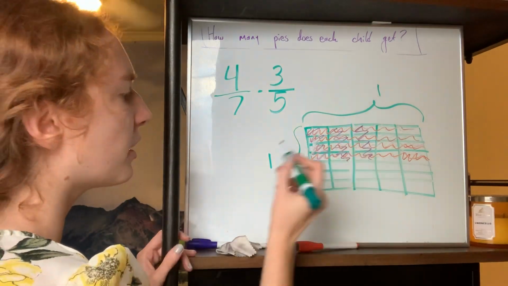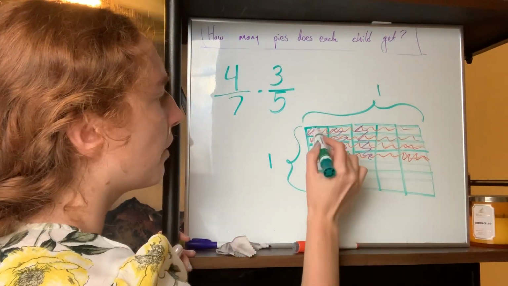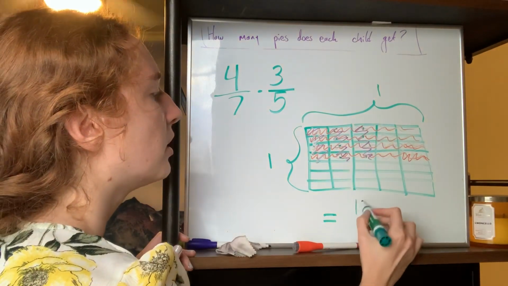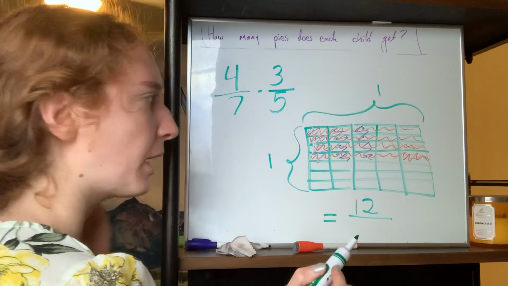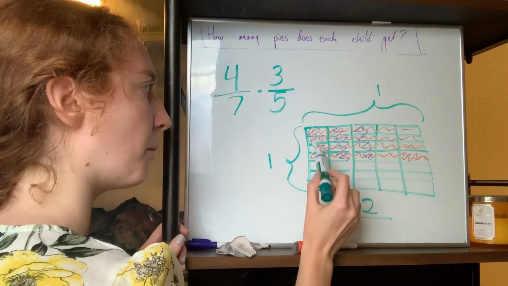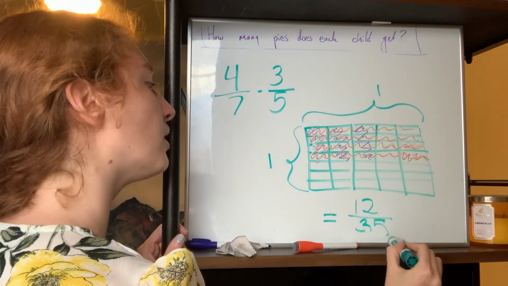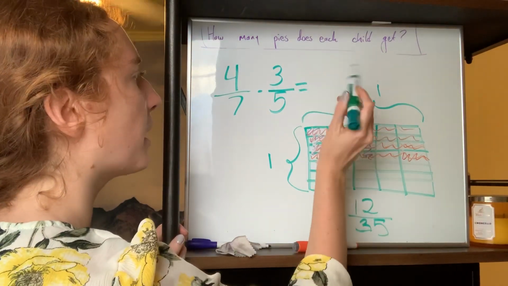So, how many squares are there? I have 1, 2, 3, 4, 5, 6, 7, 8, 9, 10, 11, 12. 12 out of how many did I make? How many are there total? 35. So you can see why each multiplication happened now.